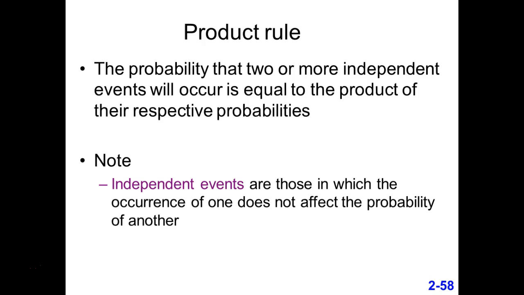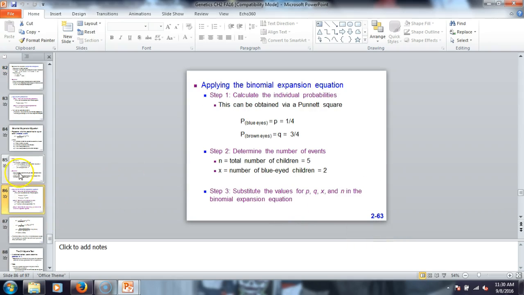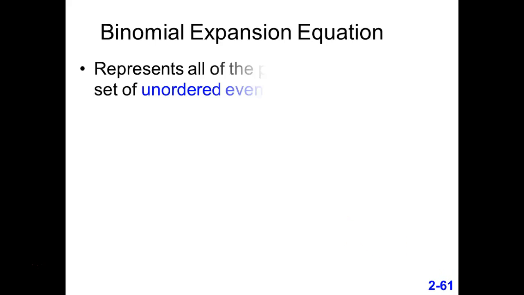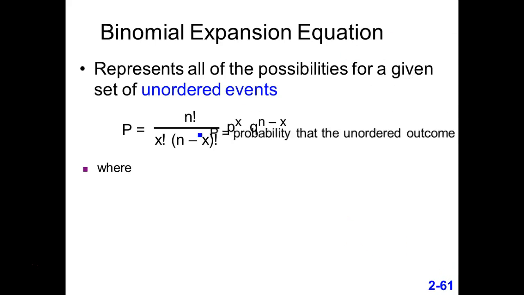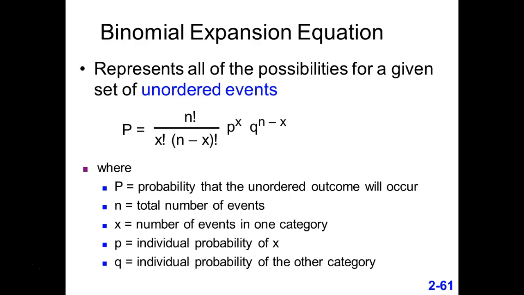So given a problem, you need to recognize, okay, for a particular problem, what do I do? Is it product, two separate things that I need to multiply together? Or is it binomial expansion? So why would we use binomial expansion? We would use this crazy equation, which again I'm not going to make you fill in, because it represents all the possibilities for a given set of unordered events.